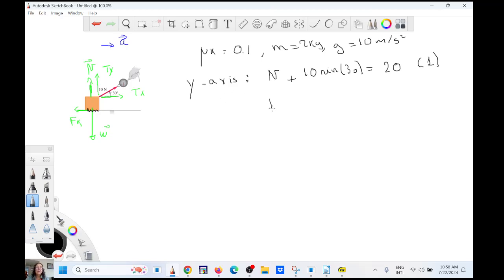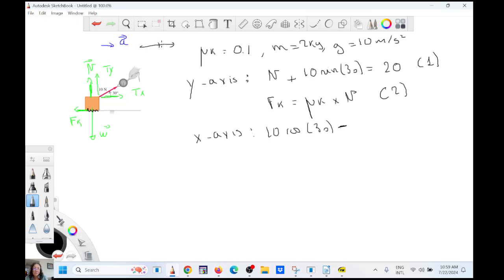So by definition, the frictional force equals the coefficient times the normal force. So that is how hard you push on the ground, and that will be your second equation. And then along the x-axis, going forward, you have that force here, which is 10 cosine 30 minus, because this one is opposing.